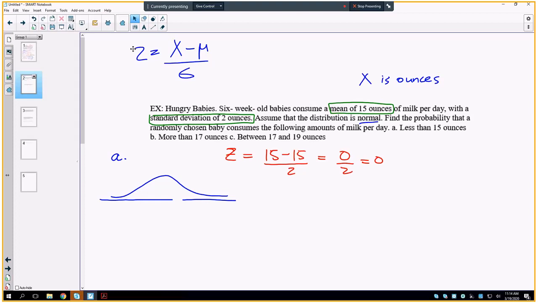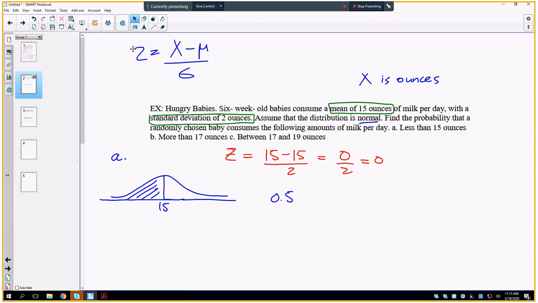I could have just observed from the beginning that the value it gave me, 15 ounces, is equal to the mean. Or we can always plug it into this formula, and when we find 0, we find out that since this is the mean, it's exactly here. Because of the symmetry of this curve, we know the probability should be 0.5. Exactly a 50% chance.